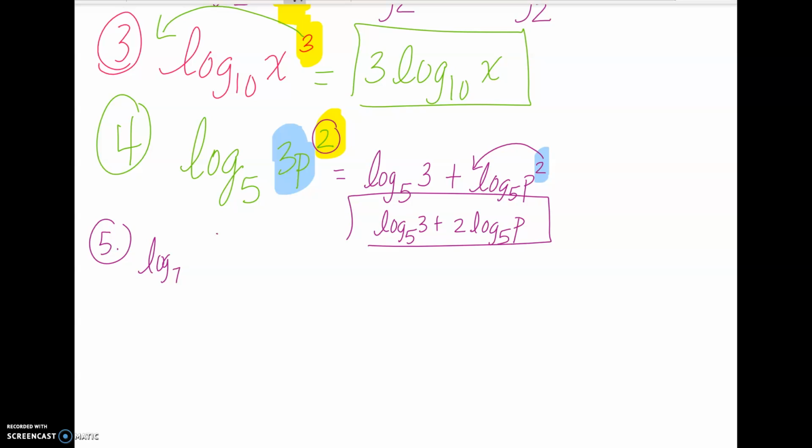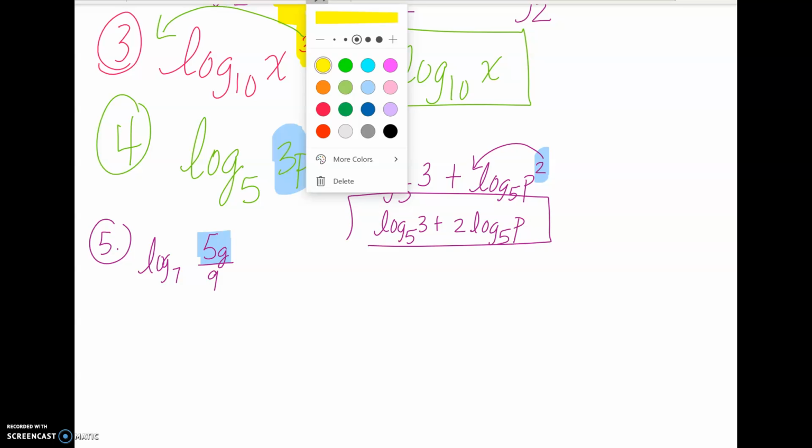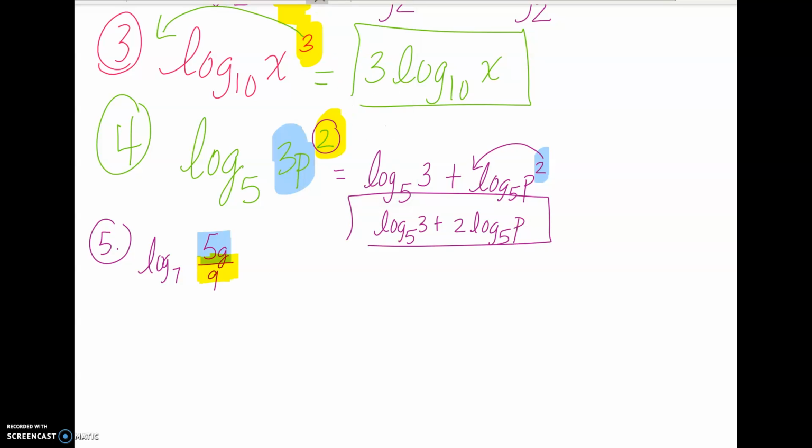Number 5, log base 7 of 5 times g over 9. We've got a couple things going on here. We've got multiplication in the numerator, which is the product property, but then we also have the division bar. So we're going to divide this first.